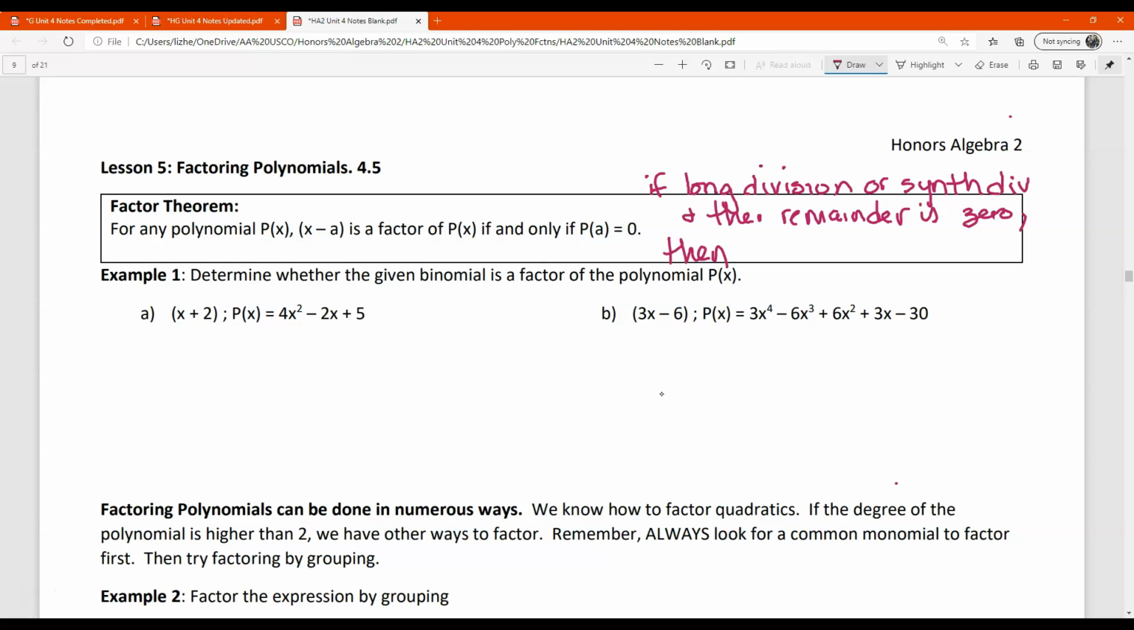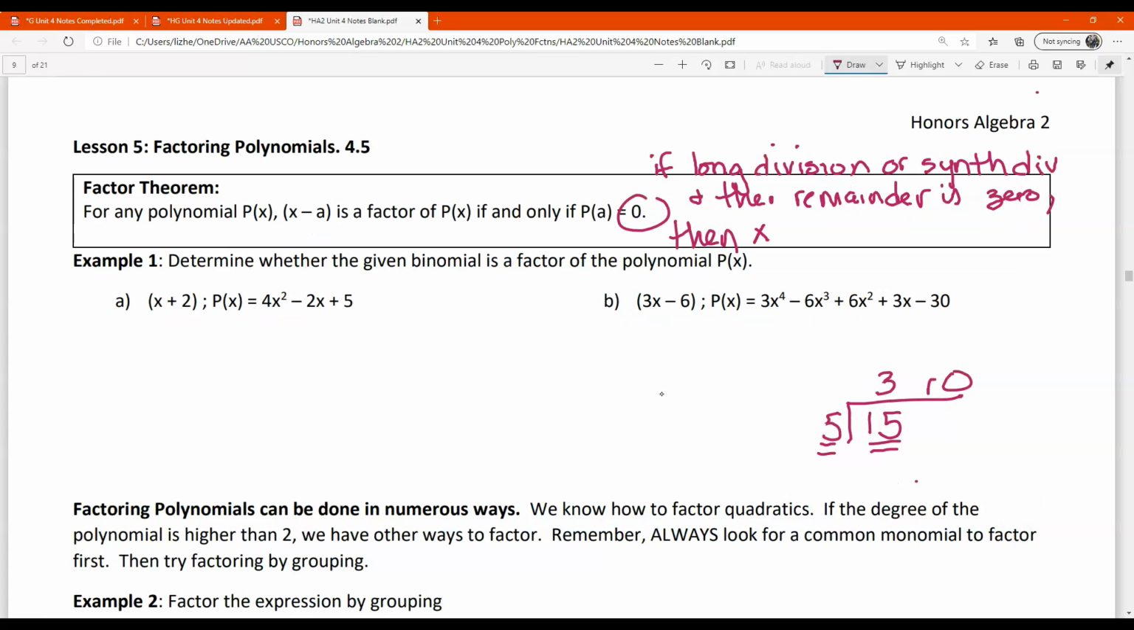I mean, that makes sense. Like if I do long division into 15, I get 3. The remainder is 0, correct? So that means 5 is a factor of 15. So that's all we're saying here, is that if you divide a polynomial by x minus a, it is a factor if, when you do the division, you get that 0. Okay? So anyhow, I need to finish my little sentence. And the remainder is 0, then x minus a is a factor! Okay, so let's use this a little bit.